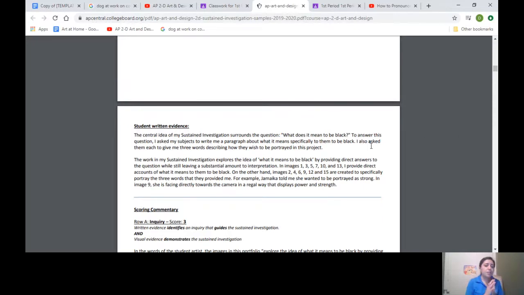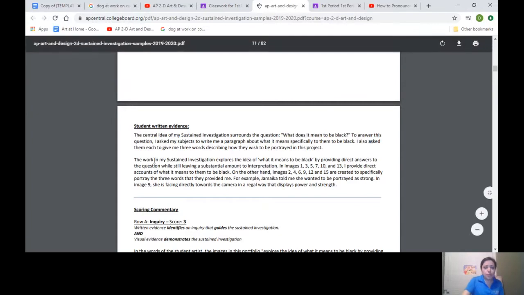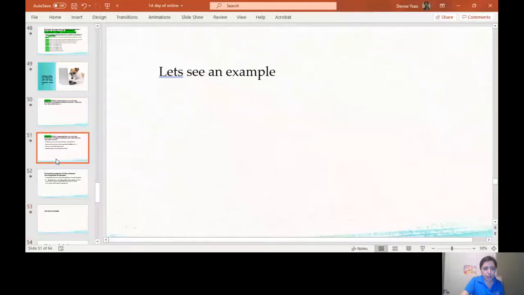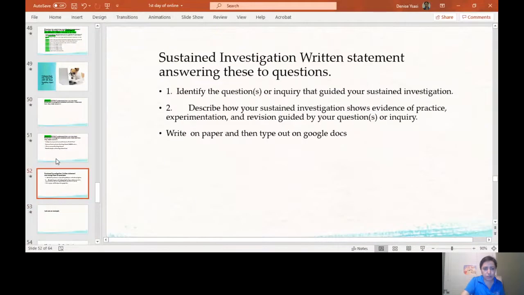So, as you can see, just within this first small paragraph, they're already describing their story. So when you're writing your sustained investigation, you have to make sure, and I'm going to go back to my PowerPoint so you can see, you have to, guys, make sure that, let's go back to the questions, are answered.